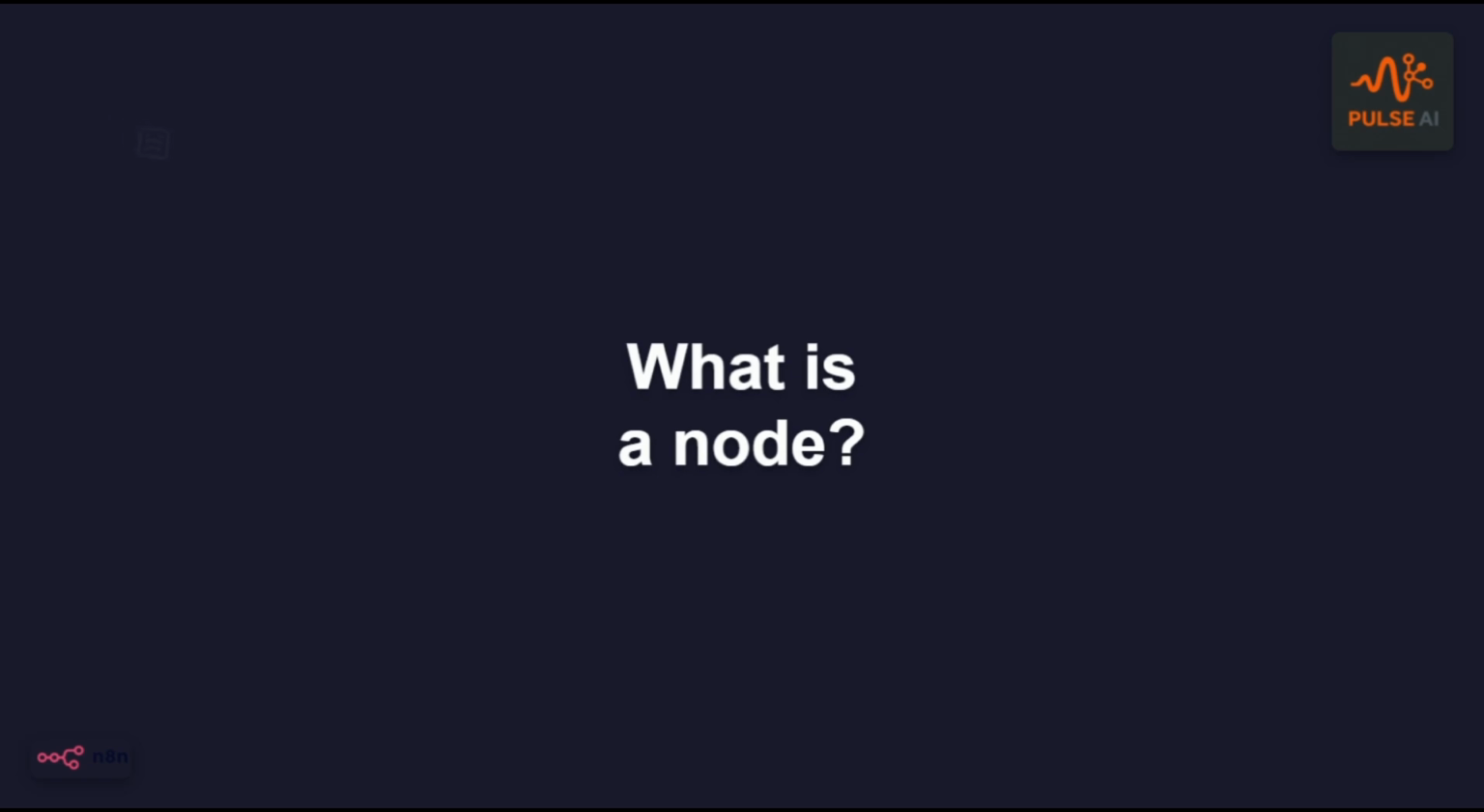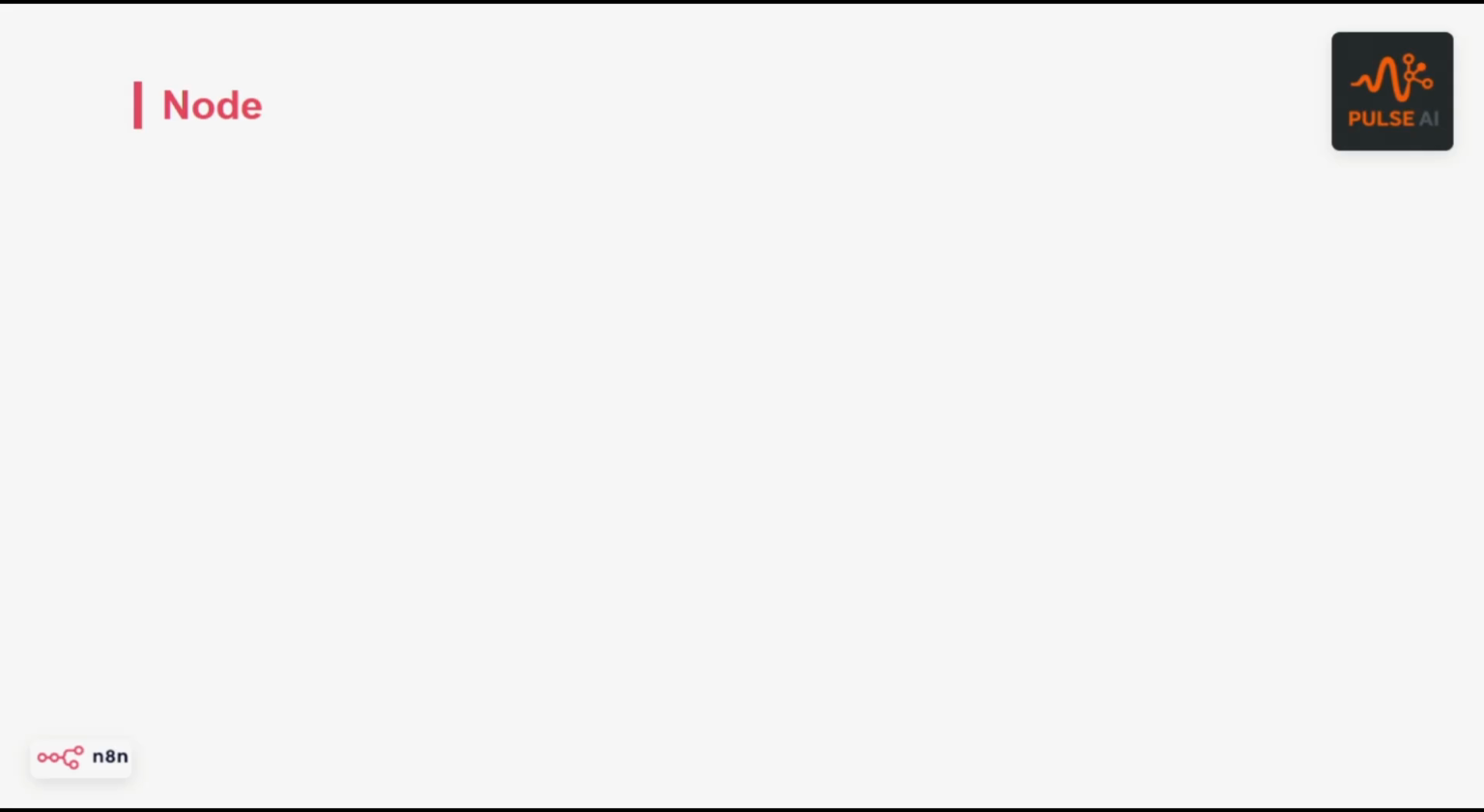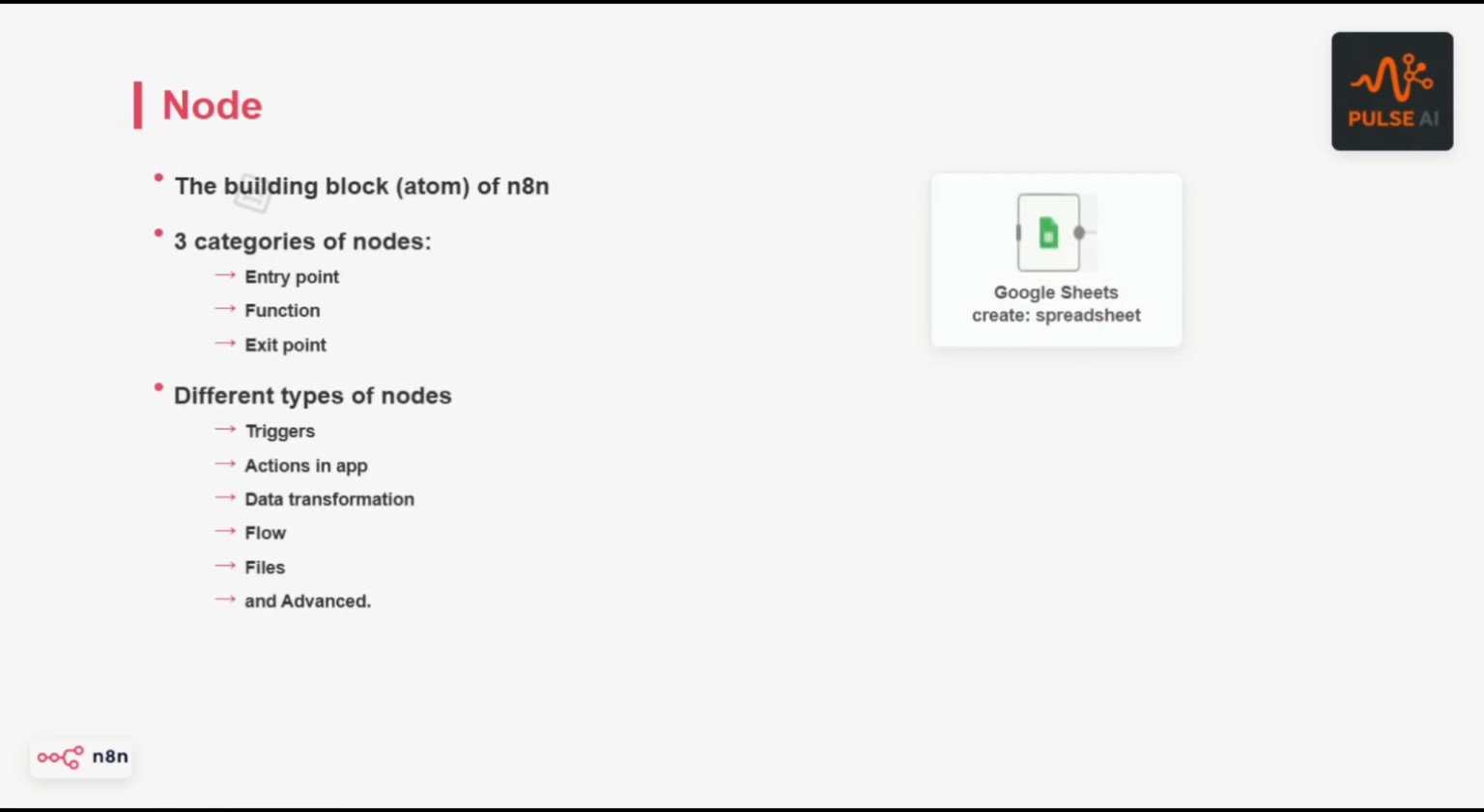Let's start off by looking into what an n8n node is and the different types and categories of n8n nodes. The node is really the atom of n8n, and every workflow is built by connecting consecutive nodes. There are three main categories of nodes: entry points, which are going to be your triggers; functions that allow you to transform, filter, or format data; and exit points that are going to be your apps or applications.